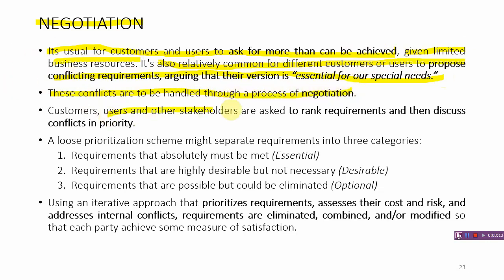Customers, users, and other stakeholders are asked to rank their requirements and then discuss conflicts in priority. So, a loose prioritization scheme might separate requirements into three categories. Requirements that absolutely must be met, which we call essential. The requirements that are highly desirable but not necessary, that is, the desirable category. And the requirements that are possible but could be eliminated can be put into the optional category.